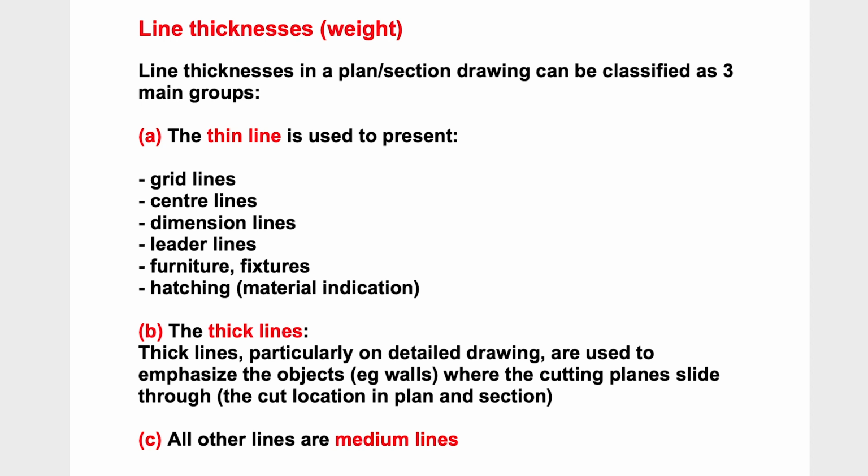Hatching, again, I have briefly covered from last week, but I will discuss that at a later stage. The thick line will be mainly for cutting through the walls, and medium lines are for the rest. The hierarchy of the thicknesses of these lines is to ensure that your documentation and all the information that you have presented in your drawings is completely understood either by your client or your builders.